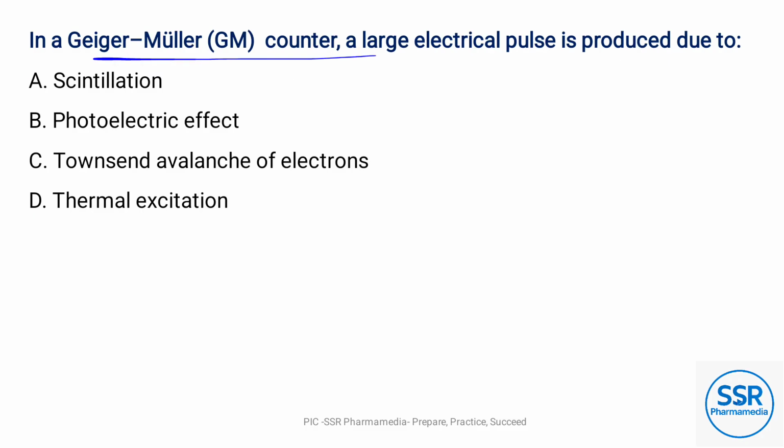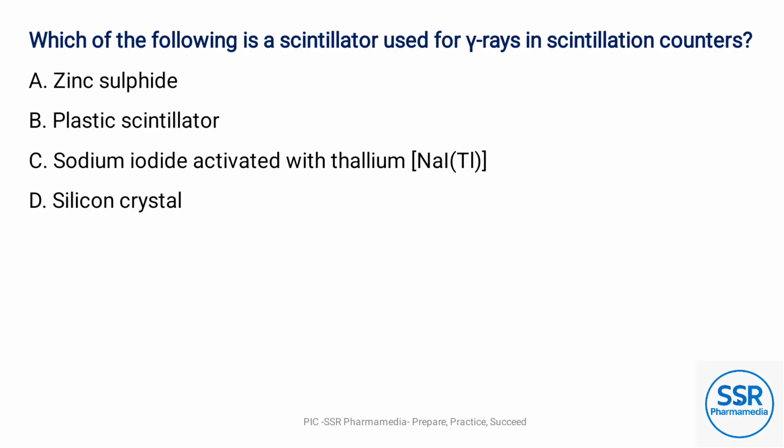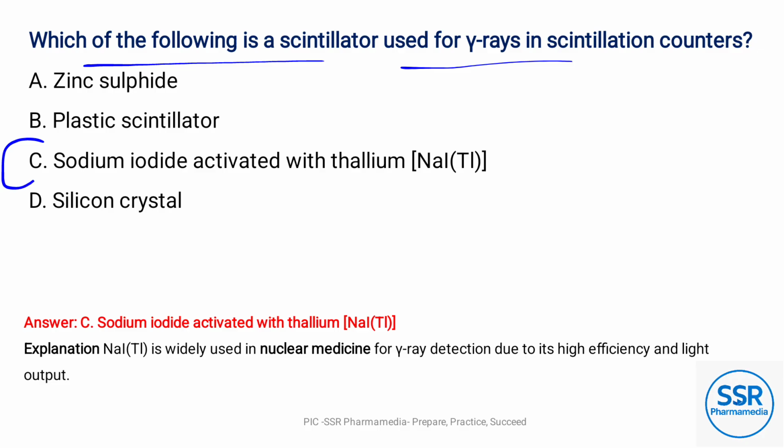In a Geiger-Muller counter, a large electrical pulse is produced due to: option C, Townsend avalanche of electrons. Which of the following is a scintillator used for gamma radiations in a scintillation counter? Option C, sodium iodide activated with thallium.